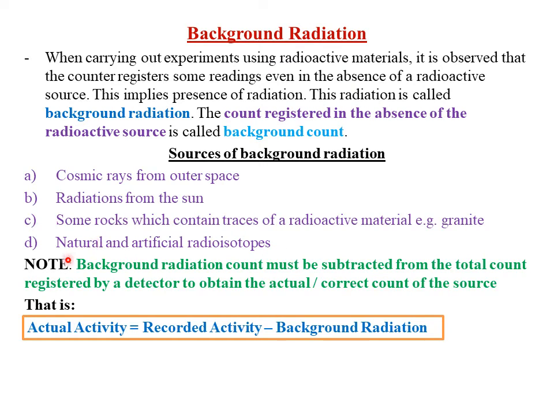radioisotopes. So a point to note: background radiation count must be subtracted from the total count registered by a detector to obtain the actual or the correct count of the source. So in layman's language, you are simply saying that actual activity is equal to recorded activity minus background radiation.